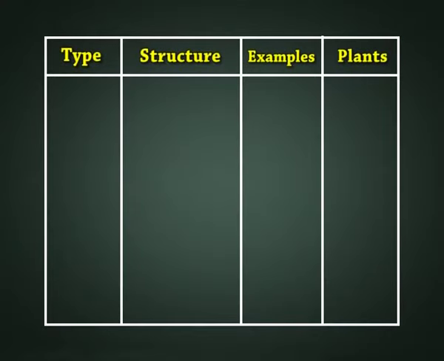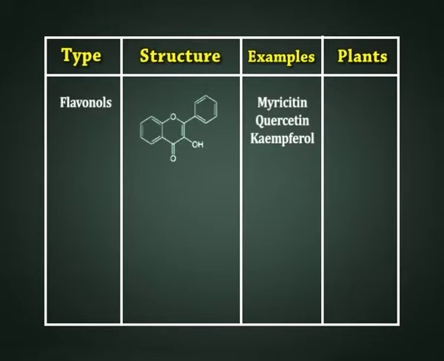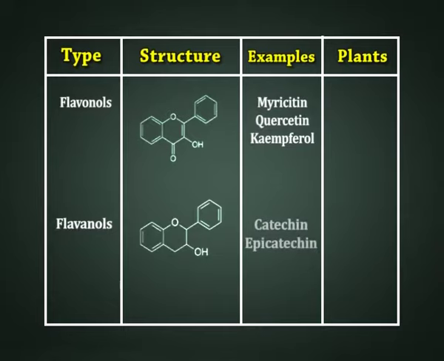The first type of derivative is called flavonol, which is present in the form of myricetin, quercetin, kaempferol. The basic difference in the structure is they have a hydroxyl group at position 3 and an oxygen at position 4. The second type of flavonoid glycosides are flavanols, where they have only the substitution at C3 with a hydroxyl group. The examples are catechin and epicatechin found in plants like green tea and pear.